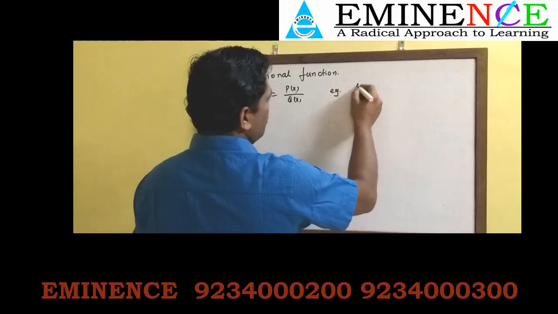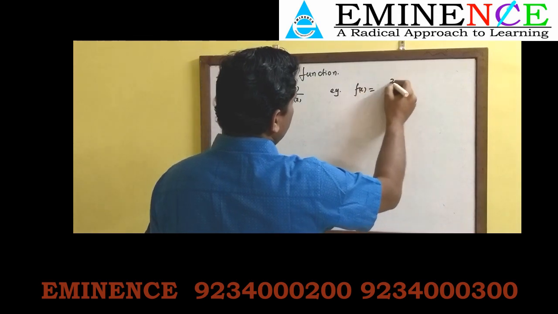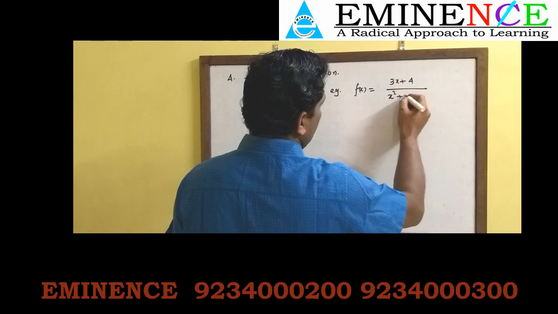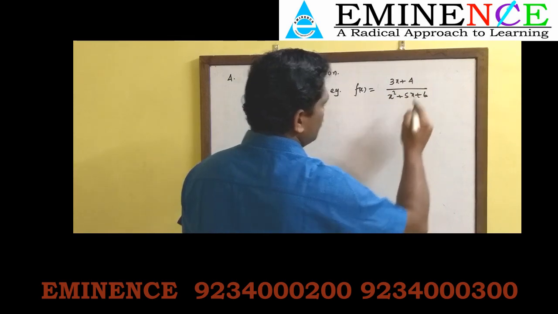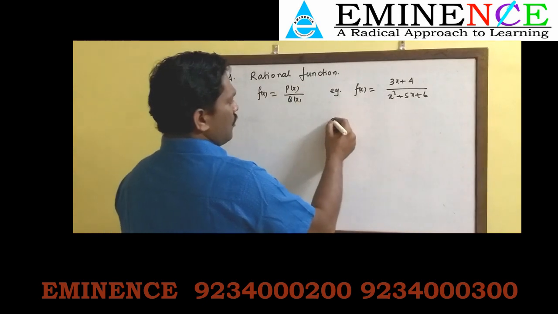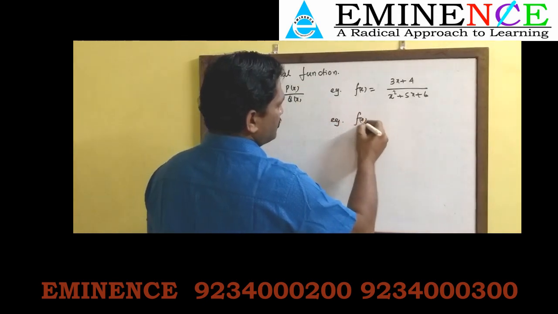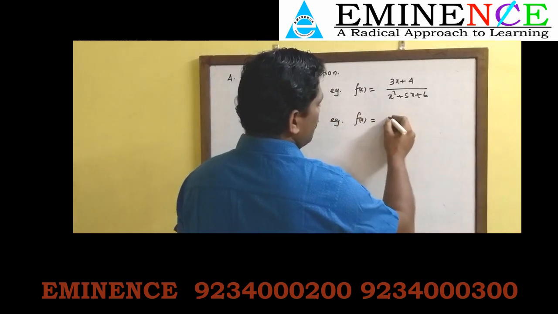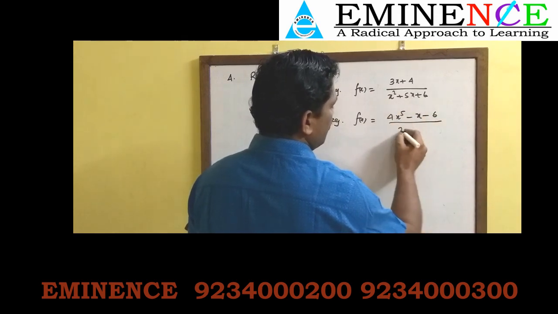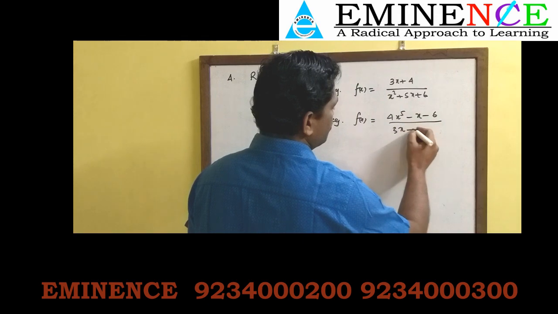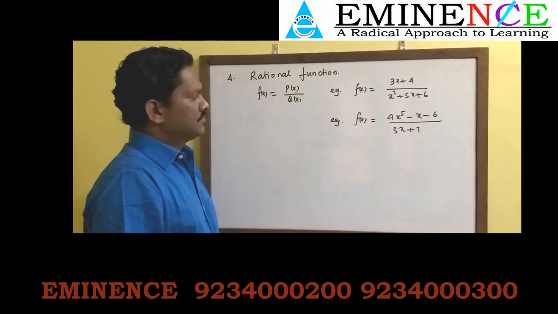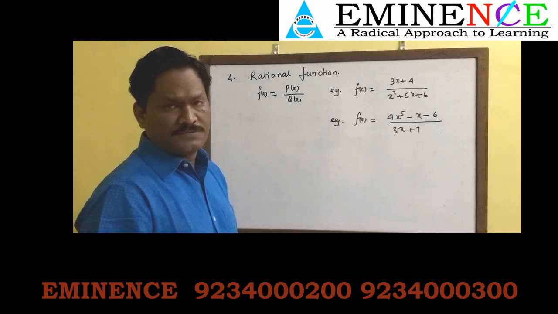Say, for example, if I write f(x) is equal to (3x plus 4) by (x squared plus 5x plus 6), this is a rational function. Or if I take another example, say f(x) is equal to (4x to the power 5 minus x minus 6) divided by (3x plus 7). These are examples of rational functions.